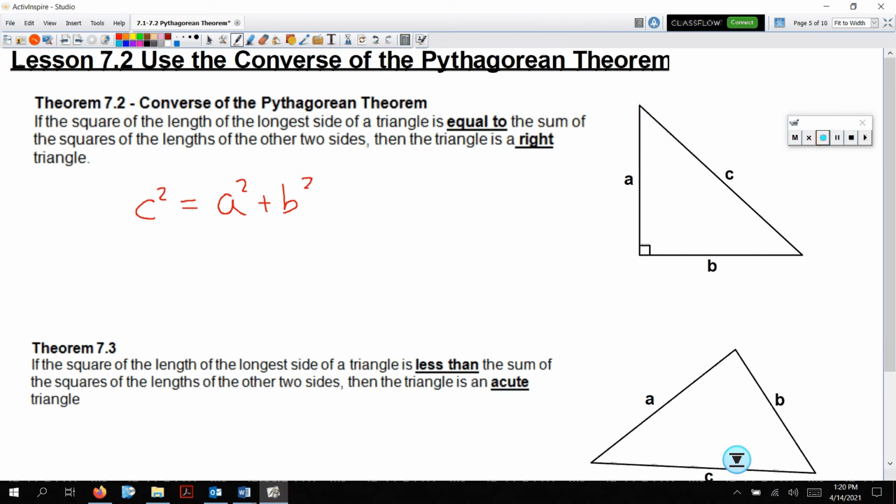I'm trying to write and read it, sometimes not working out. So let me start again. If the square of the length of the longest side of a triangle is equal to the sum of the squares of the lengths of the other two sides, right? It must be equal. Then it is a right triangle. If it's equal, it makes it right. And you're like, duh, it's the Pythagorean theorem. Here's something we're going to expand upon, right? Let's look at the next example.